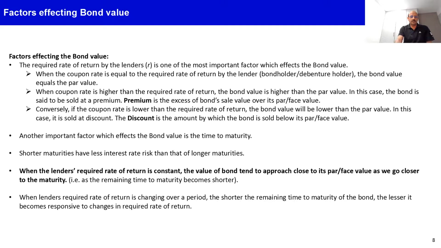Now, when R is changing, the required rate of return of the investors is changing over a period of time, then the shorter the remaining time to maturity of the bond, the less responsive it becomes to the changes in the required rate of return. So as we move closer to the maturity period, the required rate of return change will have less impact on the bond value. That means it will have less sensitivity in the valuation of the bond. And if the remaining period is longer, then it will be more sensitive to the required rate of return change of the investors.